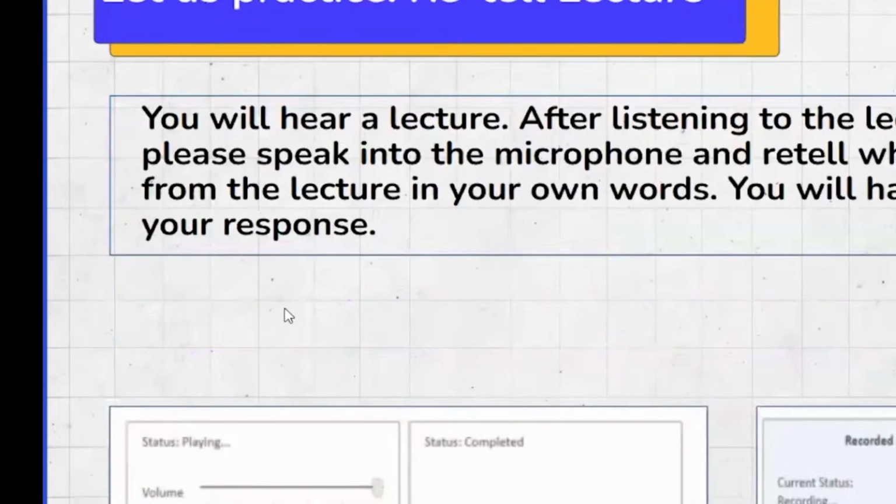Now we're going to do a question in order to practice the strategies and the tips that I shared with you. What does the question say here? It says, you will hear a lecture. After listening to the lecture, in 10 seconds, please speak into the microphone and retell what you have just heard from the lecture in your own words. You will have 40 seconds to give your response. So what does this mean, students? You have 10 seconds to prepare and you have 40 seconds to respond, right?